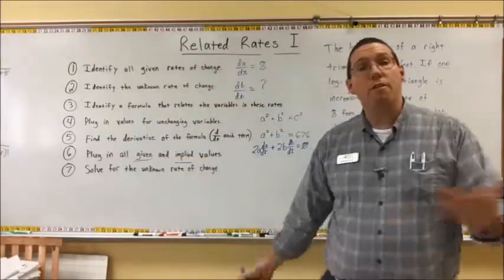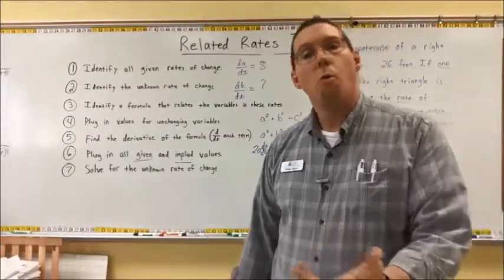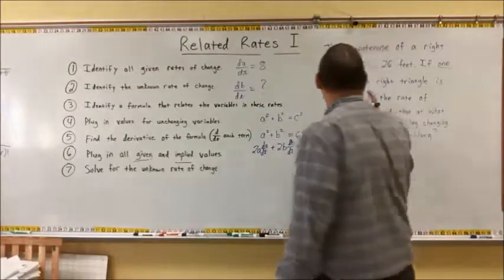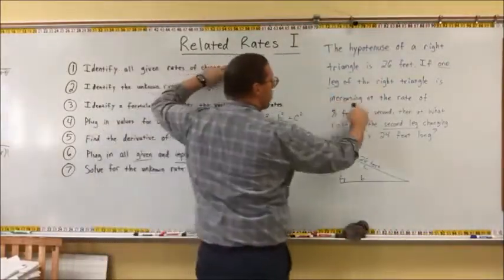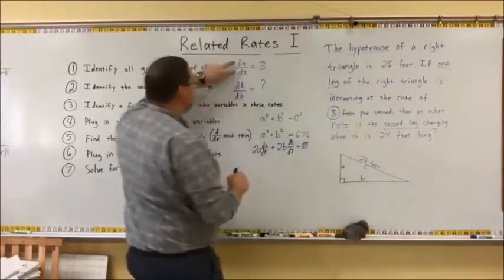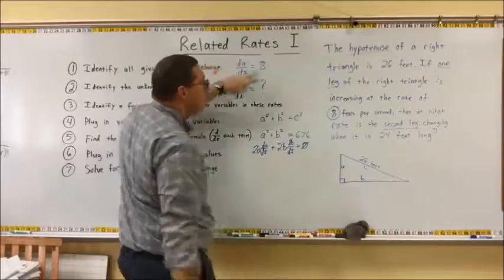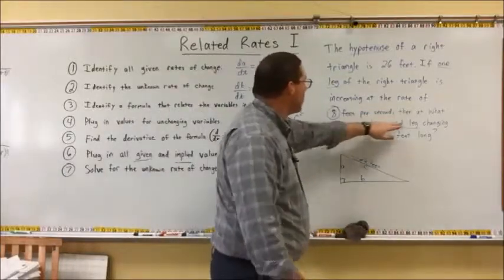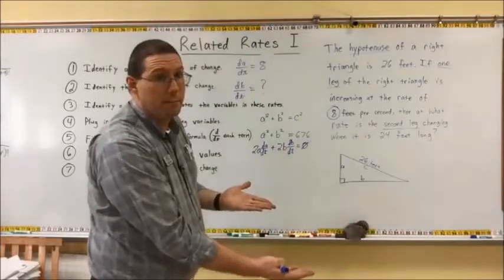So now this is the first problem where we're going to have an implied value. Well, what are the given values? We're given dA dt, right? If one leg of the right triangle is increasing at the rate of 8, we're going to put that in for dA dt. So we would put an 8 here. And then it says, then at what rate is the second leg changing? That's dB dt. We're solving for dB dt.